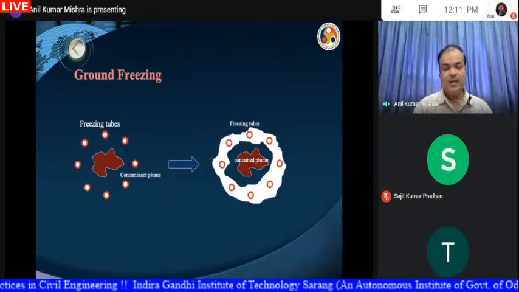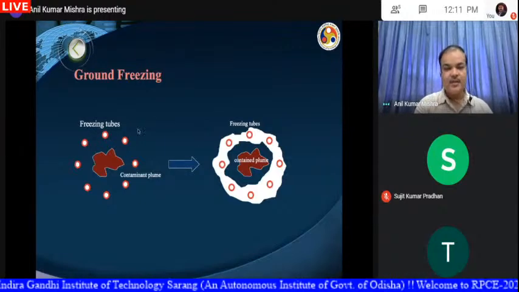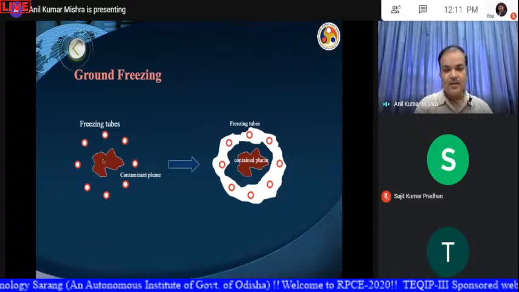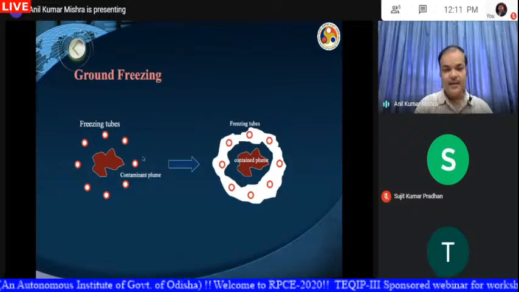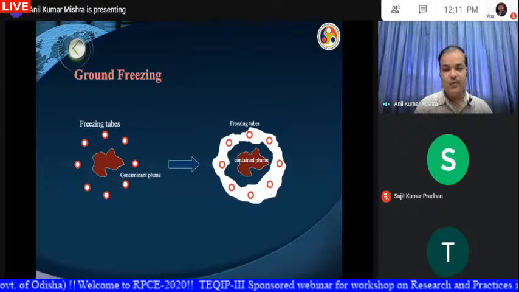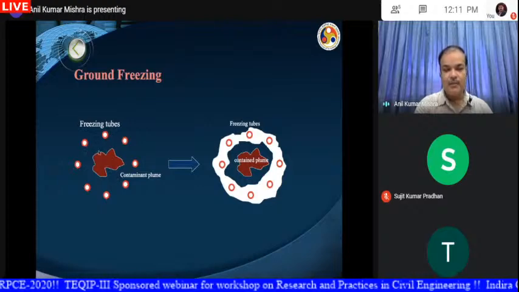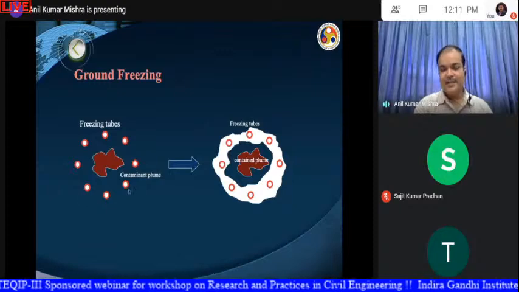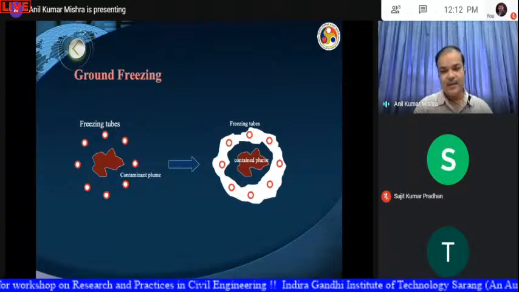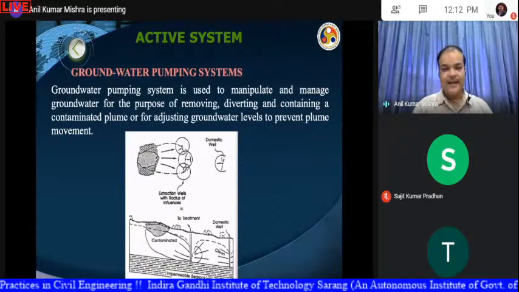Another technique is called the ground freezing technique. This is one of the latest technologies, in which several freezing tubes will be installed all around your contaminant plume, and then the soil around this contaminant will be frozen. Once the soil is frozen, this contaminated plume will not be able to move. And this is a very expensive technique, and depending on the country and climate, it can be used.